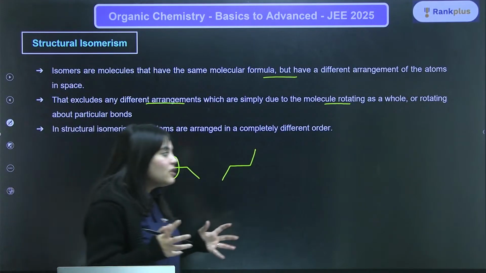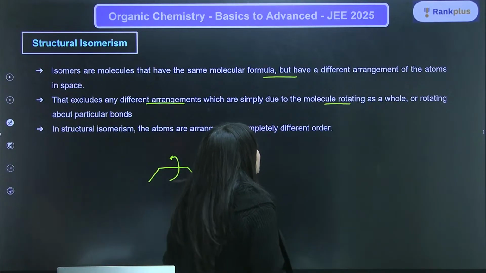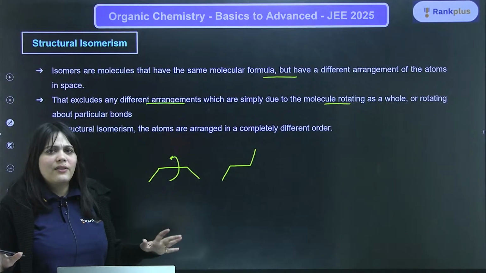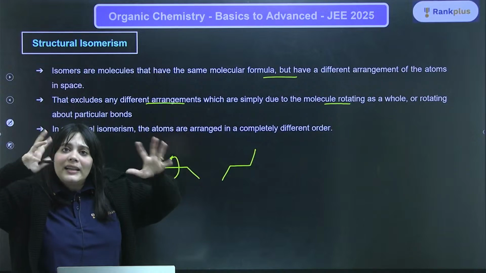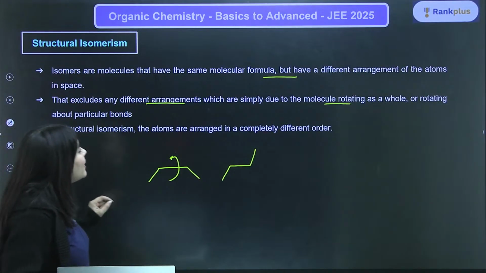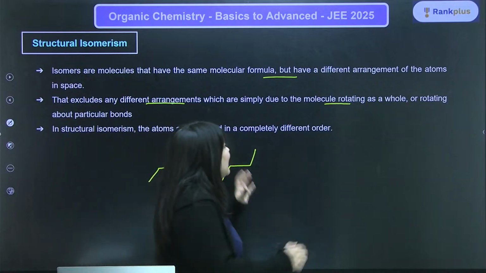How do you prepare isomers? This will not be considered an isomer. That's what they have said: if the atom is able to rotate, it is not an isomer. Next, in structural isomerism, the atoms are arranged in a completely different order.